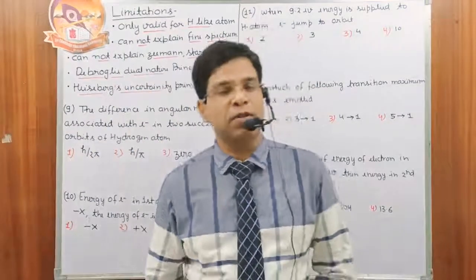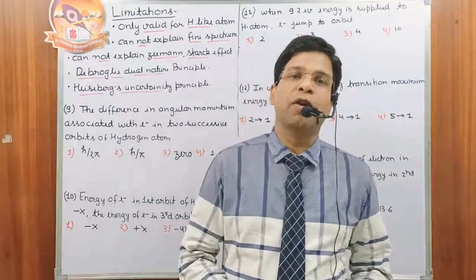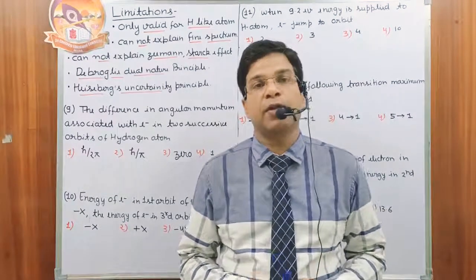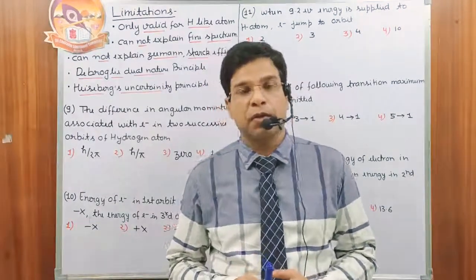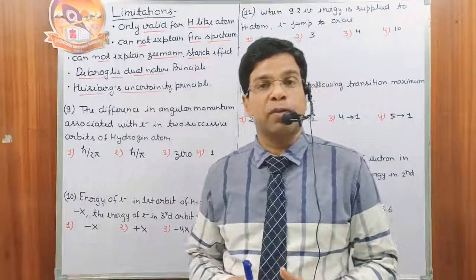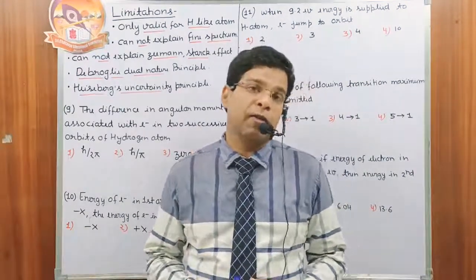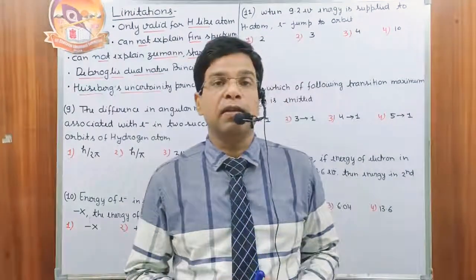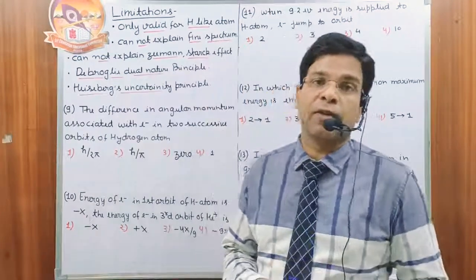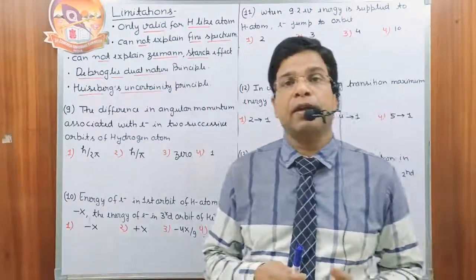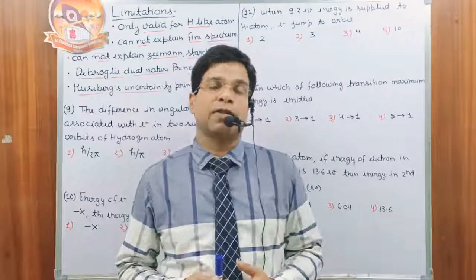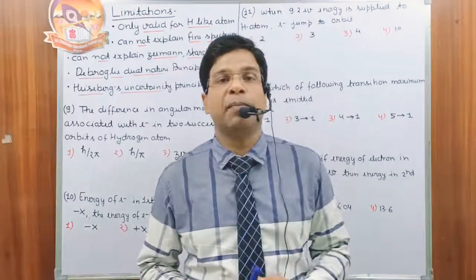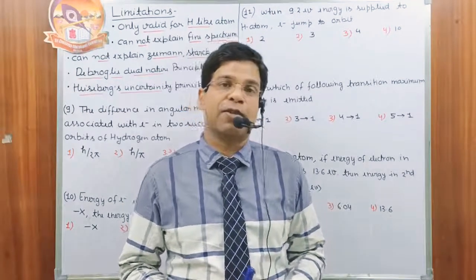Now, limitations of the Bohr model. The Bohr model is only applicable for single-electron systems like hydrogen, helium positive, lithium plus 2. We cannot apply the concept of the Bohr model for multi-electron systems like helium, lithium, etc. It successfully explains the spectrum of a single-electron system, but it cannot explain the spectrum of a multi-electron system. So this is the first limitation of the Bohr model, that it is only applicable for a single-electron system.